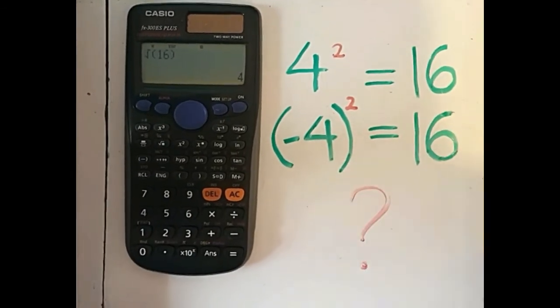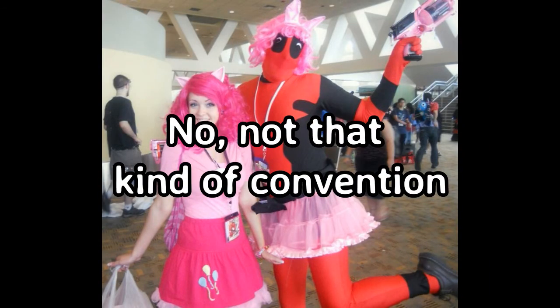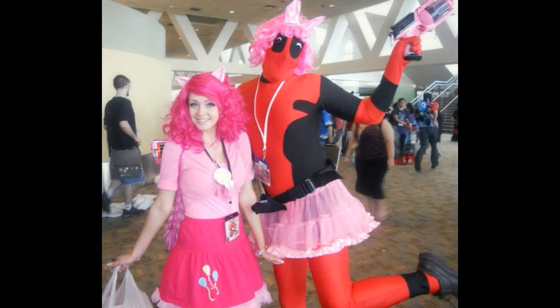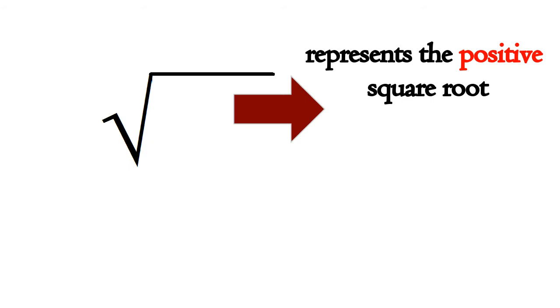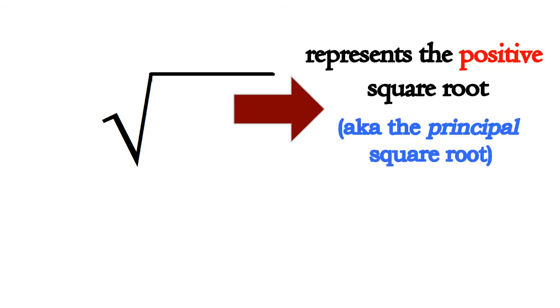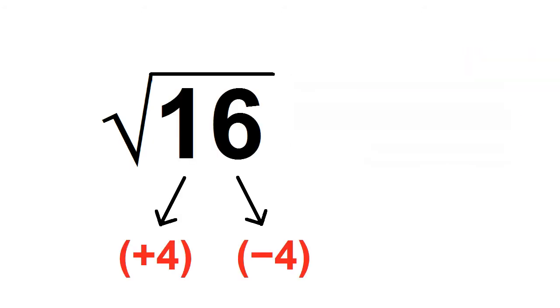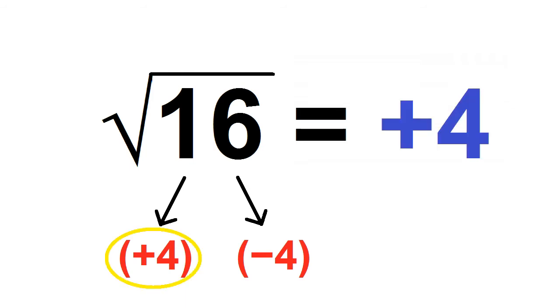What gives? This, again, is due to convention. To make things a little less confusing, we've decided that the radical sign refers to the positive square root. The positive square root is also called the principal square root. There are two square roots of 16, but if you use this sign, you're just looking for the principal square root, aka the positive one.